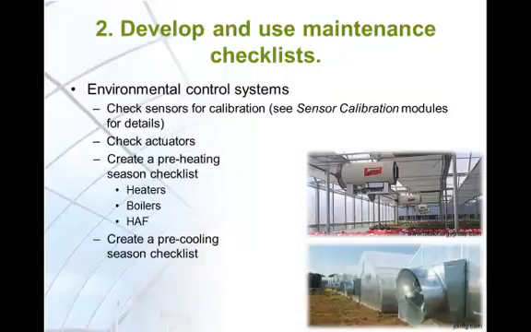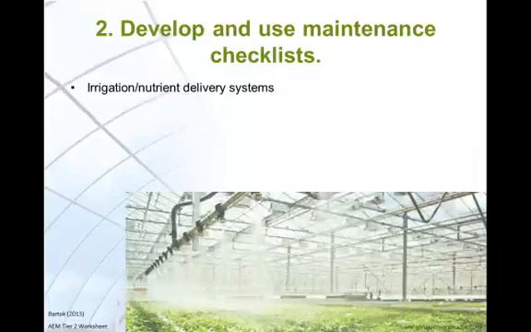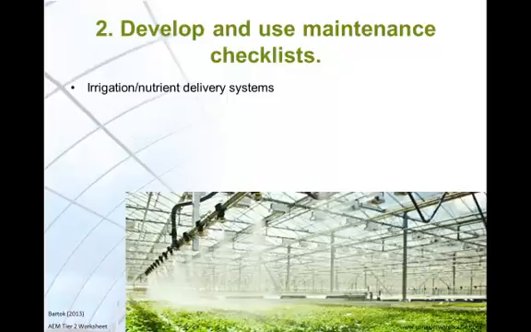It is also a good idea to create specialized pre-cooling season maintenance checklists. A failure of cooling during summer may also result in the death of plants. Examine vents, fans, shading systems, and evaporative cooling systems. The maintenance checklist must cover parts of the irrigation and nutrient delivery systems that need maintained.